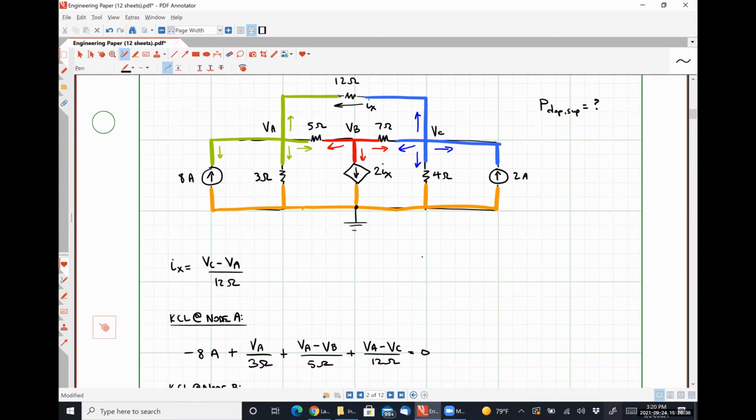What is the current flowing up through the 12 ohm resistor? Absolutely right. VC minus VA over 12.